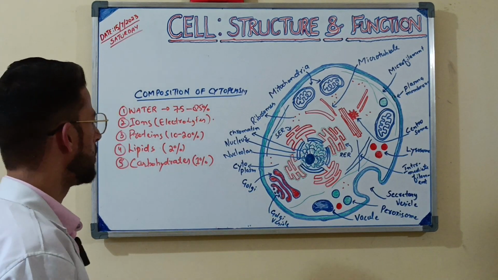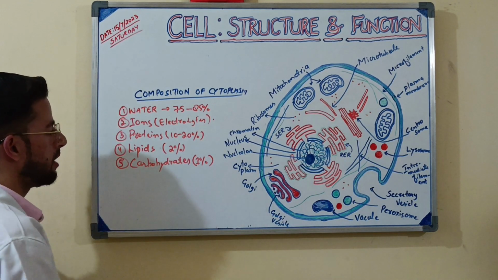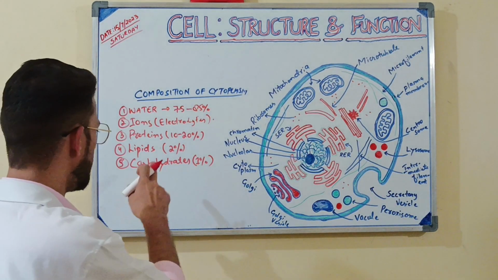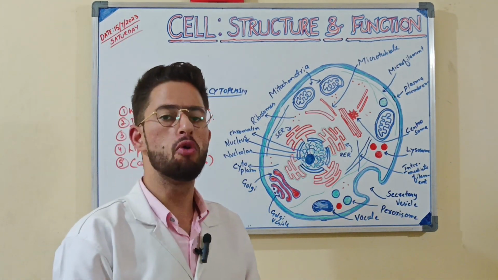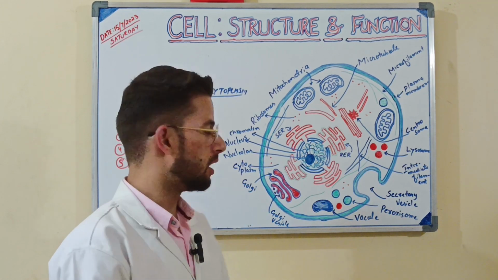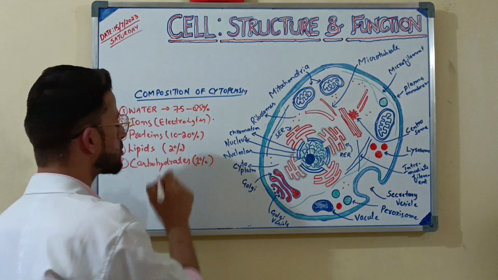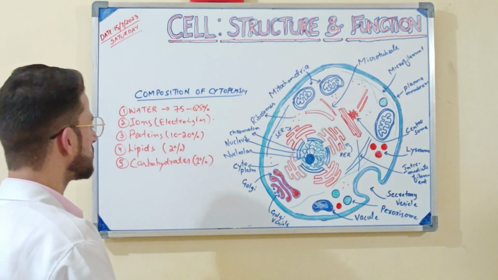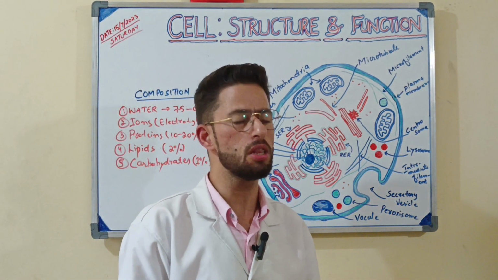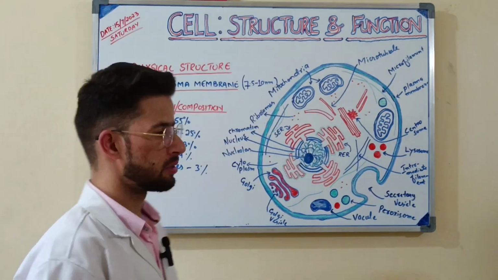So proteins make up about 10 to 20%, and lipids mainly contain phospholipids and cholesterol. The composition of the lipids inside the cell could be cholesterol and phospholipids. Understanding? And last one is the carbohydrates. Carbohydrates mainly constitute 1% of the total cell mass. So this was all about the composition of the cytoplasm.